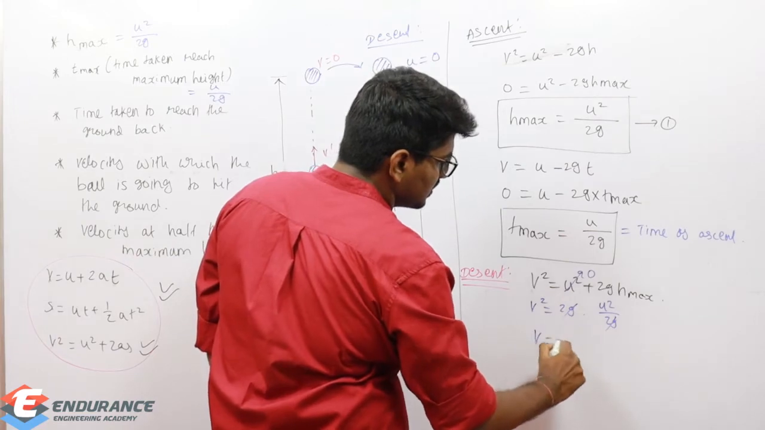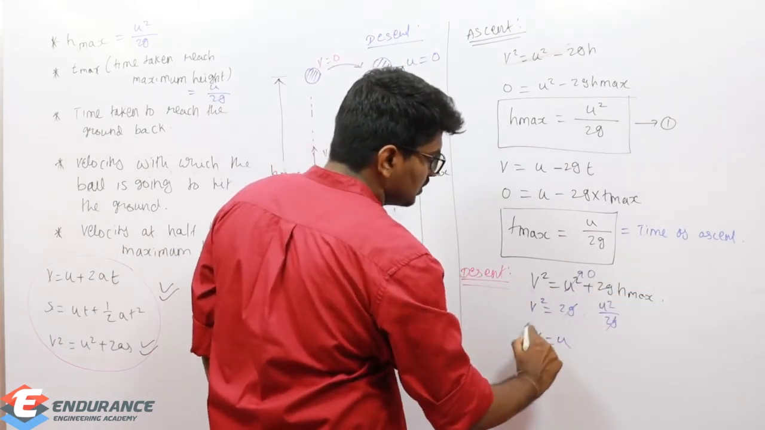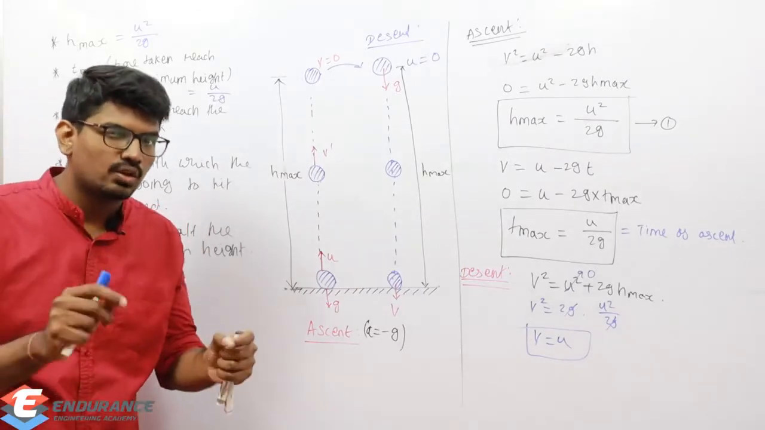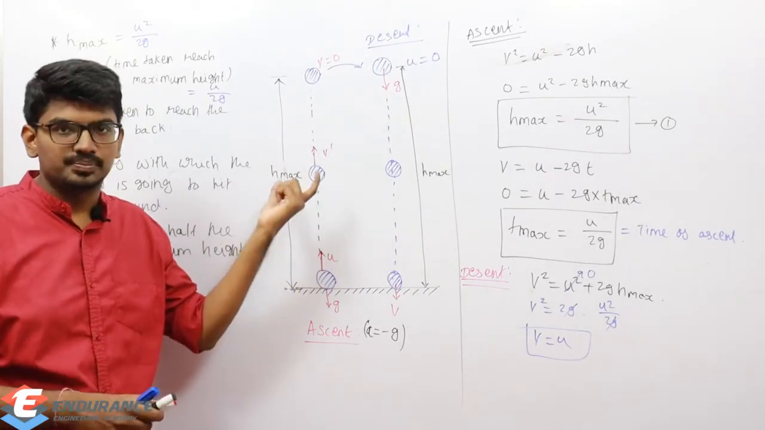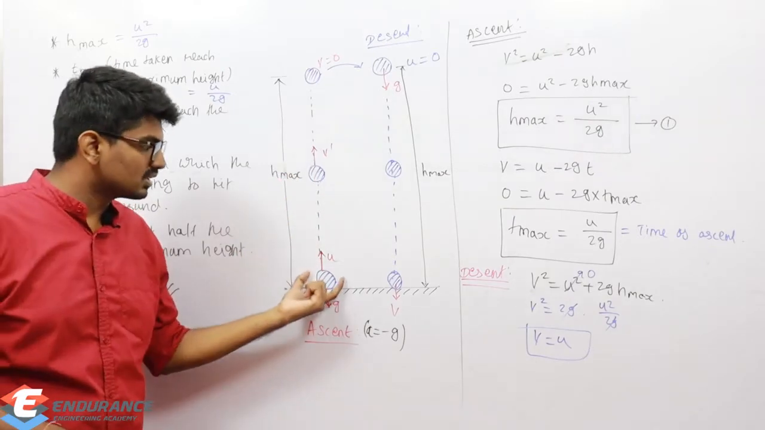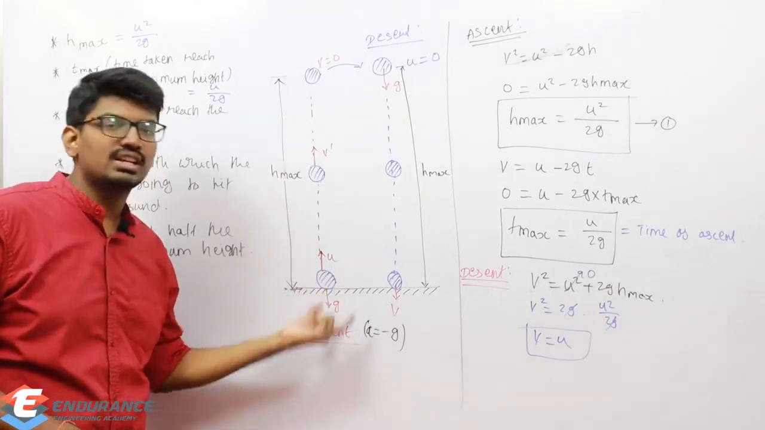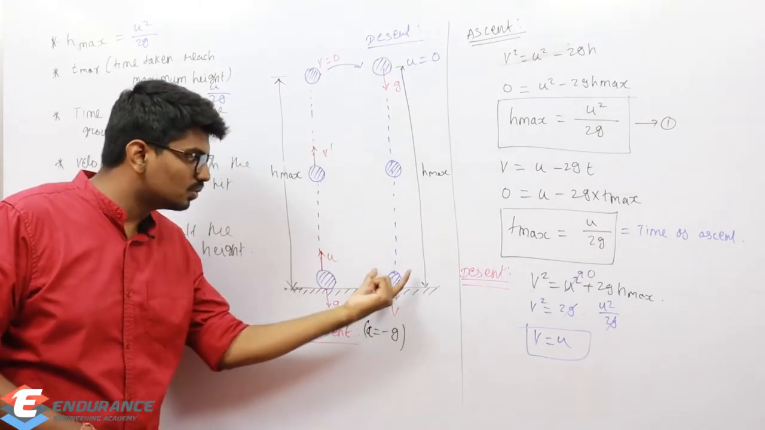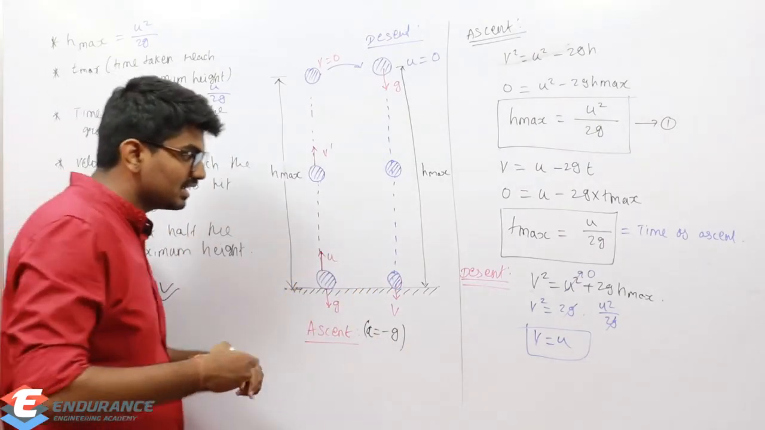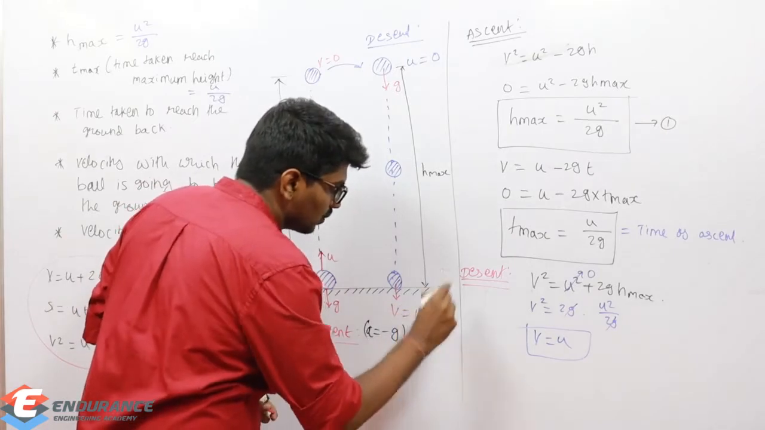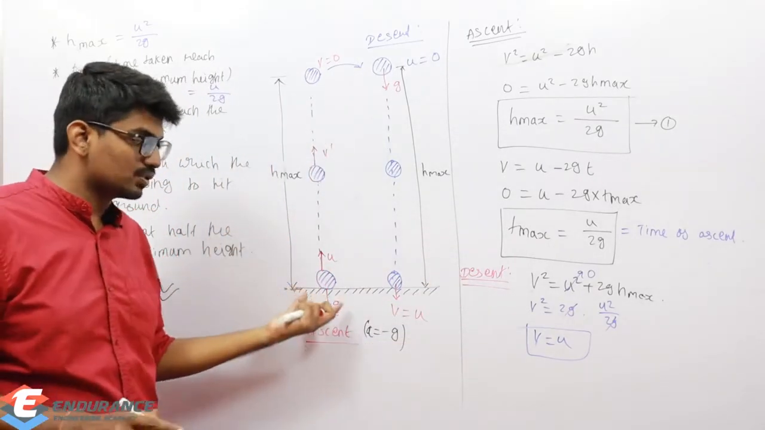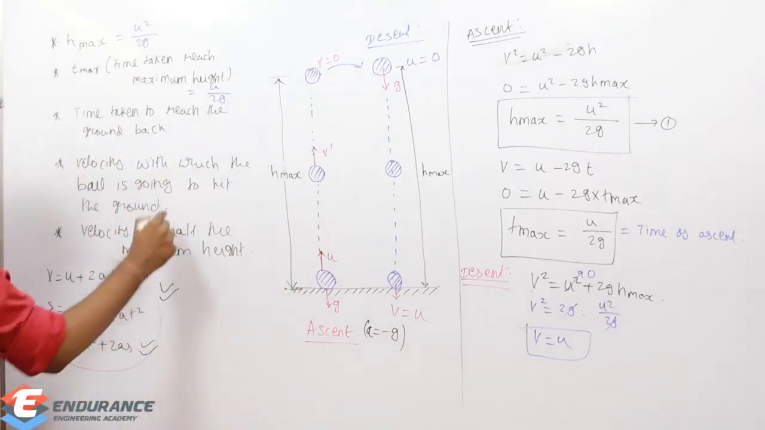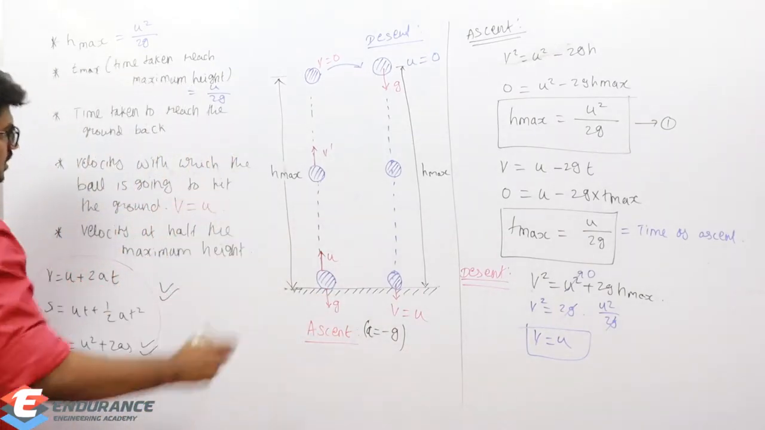So V will be equal to, taking square root on both sides, V will be equal to U. What does it mean? Whatever the velocity with which I'm projecting up, very important point, whatever the velocity with which I'm projecting this body up, with a velocity u, with the same velocity u it will reach back, it will hit the ground, okay? So this V will be equal to U.